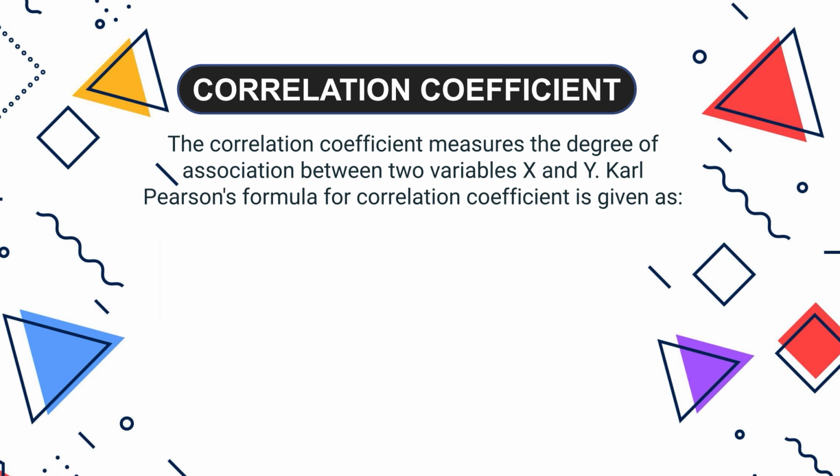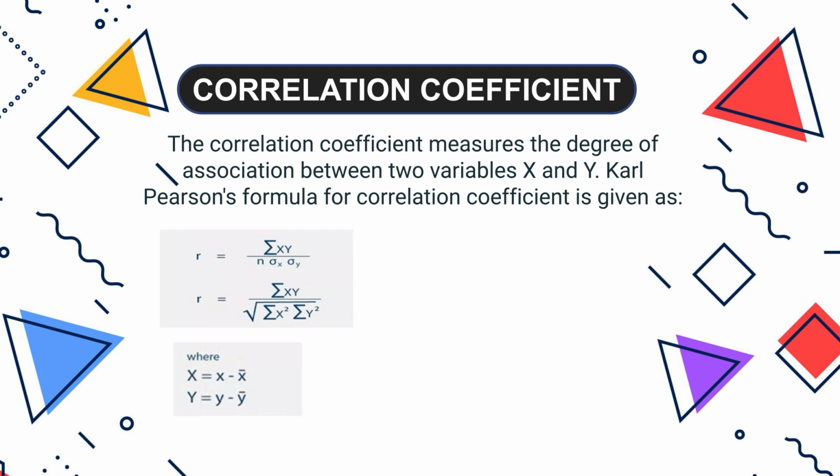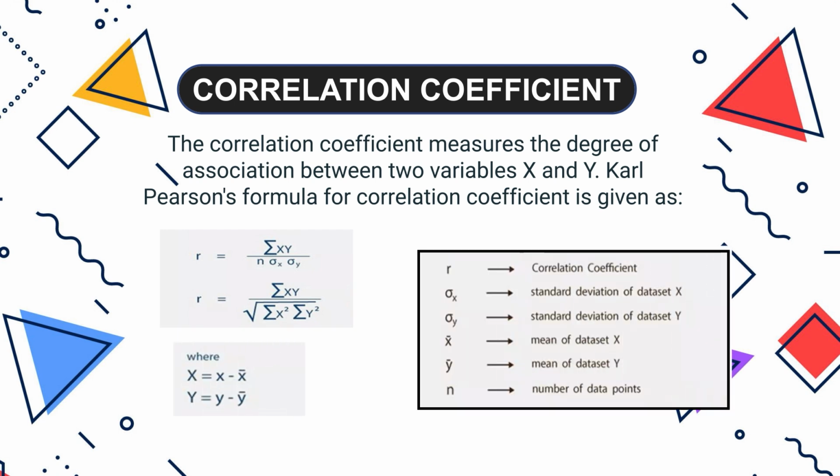The correlation coefficient measures the degree of association between two variables x and y, and Karl Pearson's formula for the correlation coefficient is given as R is equal to summation of xy divided by n sigma x sigma y, or in other terms this formula can be represented as R is equal to summation of xy divided by under root summation of x square multiplied by summation of y square, where R is the correlation coefficient, sigma x shows the standard deviation of data set x, sigma y the standard deviation of data set y, x bar is the mean of data set x, y bar is the mean of data set y, and n denotes the number of data points.